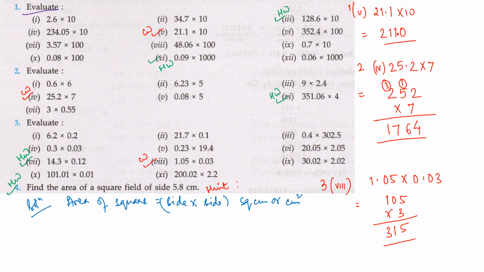So question number 1, they are asking you to multiply. This is exercise 3.2 of page 50. Okay, let us see only one question. We will do 21.1 into 10. When a single zero was there, the decimal will shift one place to the right. The answer will be 211.